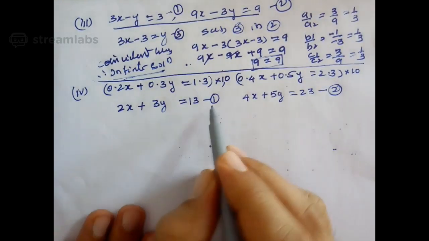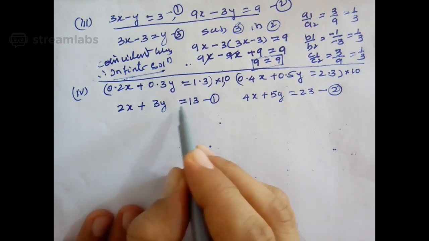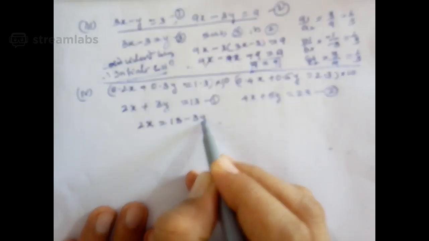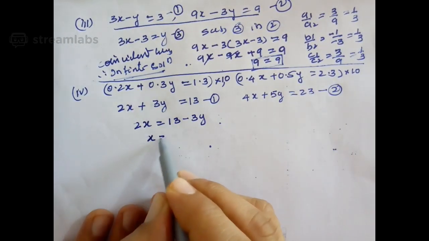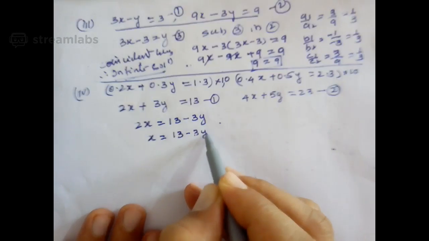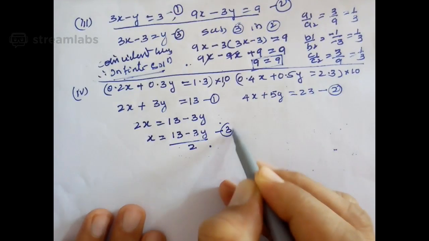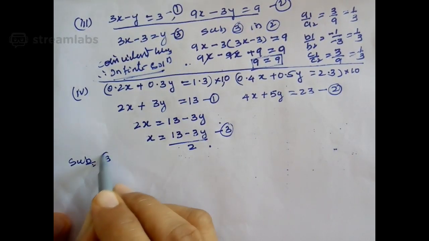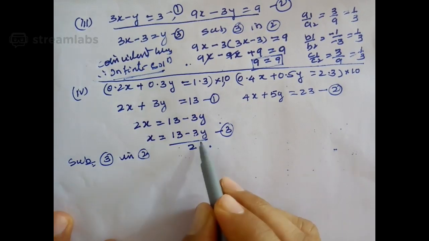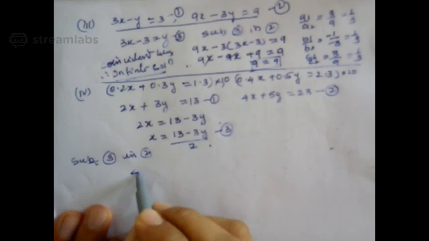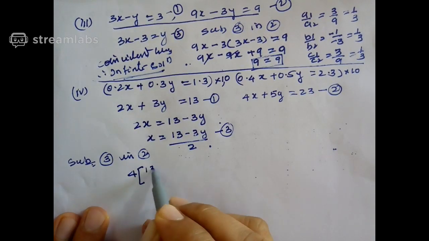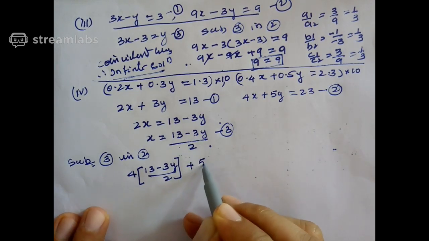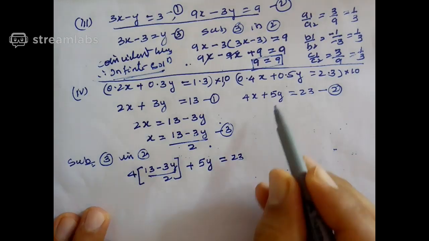Now let us take equation number 1, 2x plus 3y is equal to 13. I'll take 2x is equal to 13 minus 3y. This 3y comes this side. x is (13 minus 3y) by 2. This is equation number 3. Now what you have to do, substitute 3 in 2. That is 4 into what is x? 4 into (13 minus 3y) by 2 plus 5y is equal to 23, isn't it?